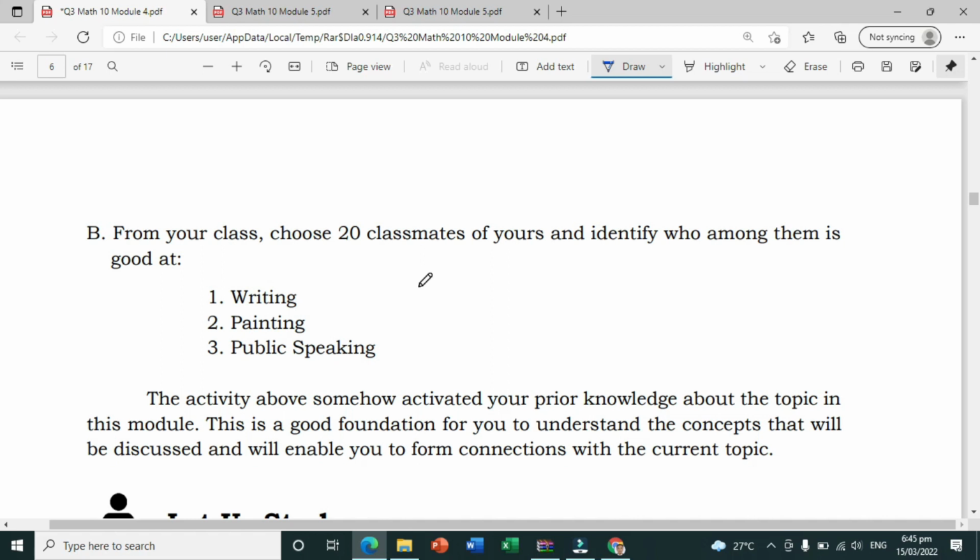Okay, so from your class, choose 20 classmates of yours and identify who among them is good at writing, painting, or public speaking. So, that activity is up to you.